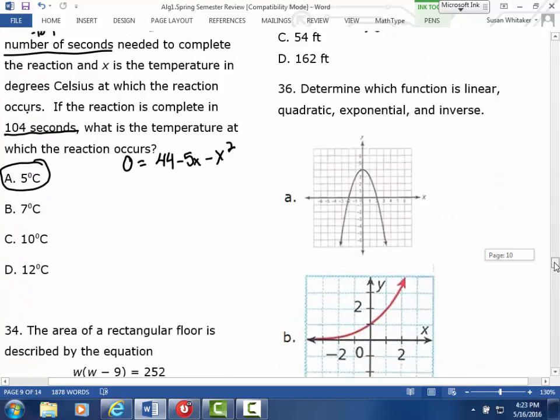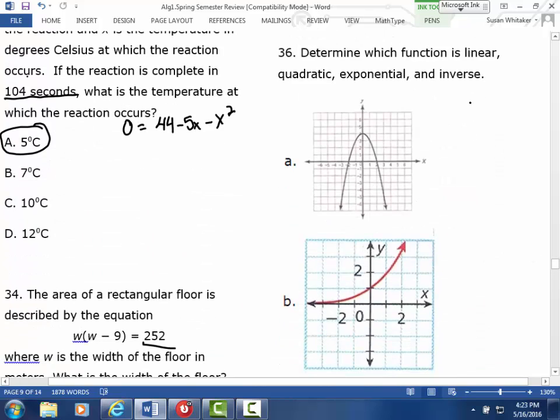Determine which function is linear, quadratic, or exponential, or inverse. Okay, this shape is a parabola, so I know that's quadratic. This shape is exponential. It's just that single curve. Okay.